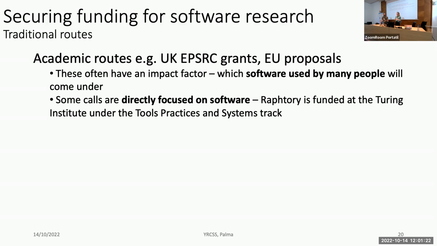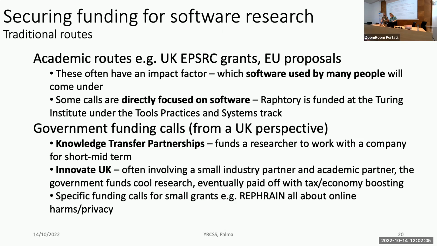So there are different academic routes, firstly. A lot of traditional funding routes in this way have an impact factor associated with them. This is the case for, say, UK EPSRC grants or EU proposals. And being able to say there's software that can be used by many people is great for supporting a grant like that. There are also some calls that are specifically focused on software and tools. An example of this is the Raphtory project that's funded by the Alan Turing Institute on a track called Tools, Practices and Systems, entirely just for software and development of it.